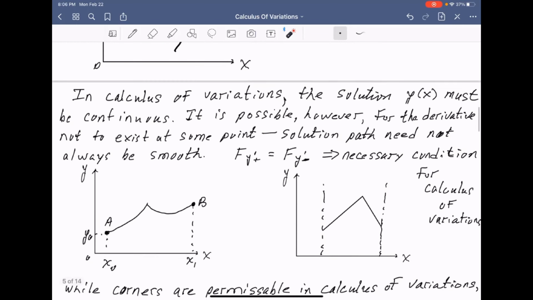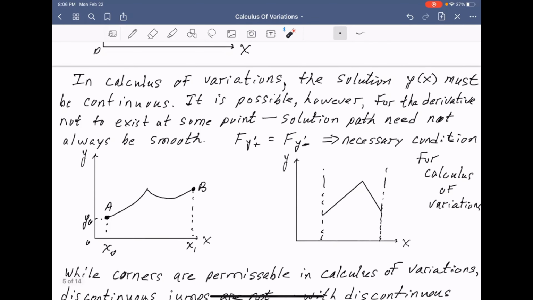So in the calculus of variations, the solution y of x must be continuous. It is possible, however, for the derivative not to exist at some point. So the solution path need not always be smooth. So here we have two examples, one where we start at A and we want to end at B, and we get a point here where the derivative disappears. Another example is this one here, where it disappears at this point there.